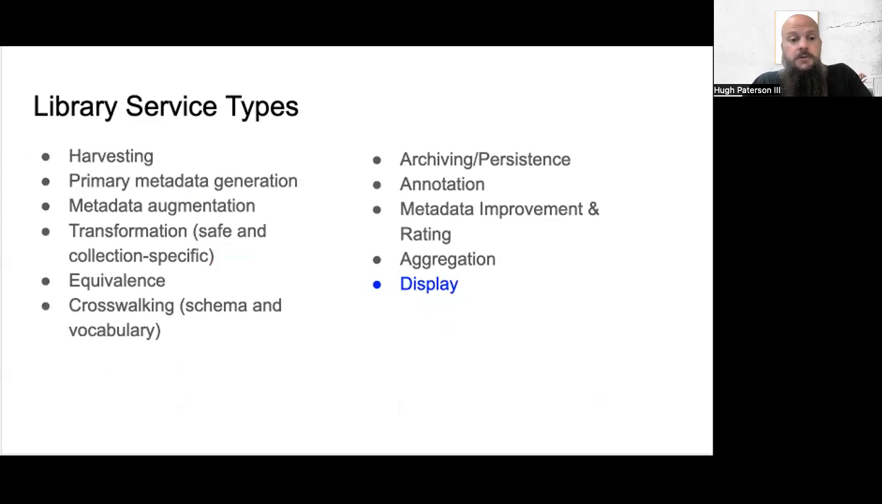In the literature, there's also something about libraries having a variety of services, and some of the more technical services are harvesting, metadata generation, metadata augmentation, transformation, equivalence, crosswalking, archive persistence of data, and annotation, metadata improvement and ratings, aggregation. Now, these are covered in some detail in Phelps' 2006 paper.